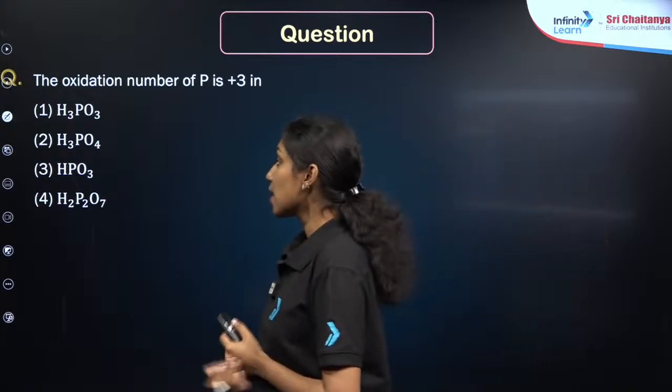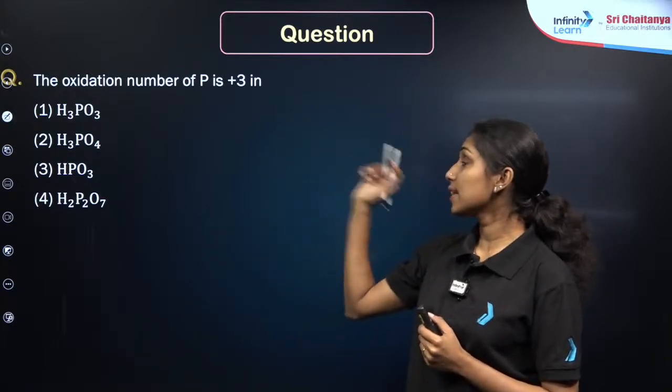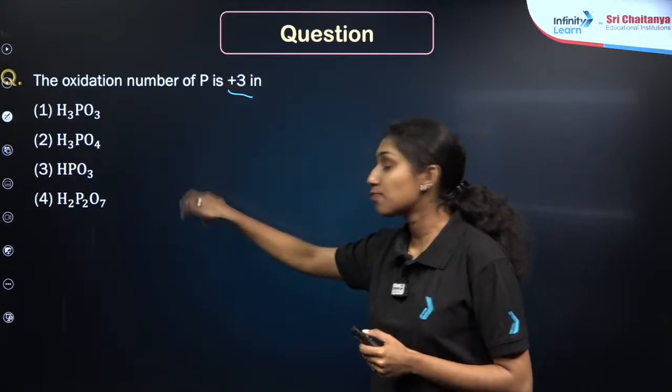Then the next question is: the oxidation number of phosphorus is +3 in which of the following compounds?